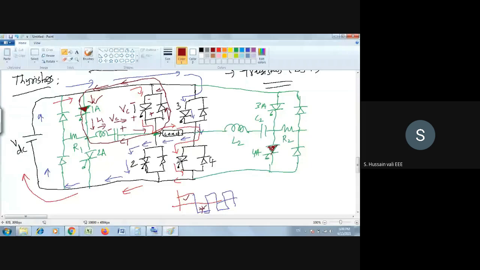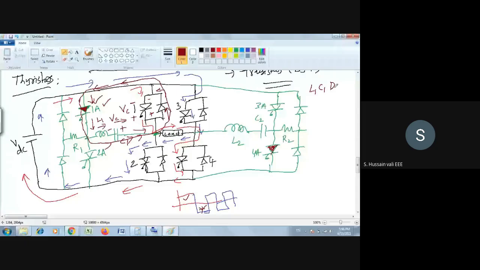Now here you may get a question: when do I turn off 1A? What should I do to turn off 1A? See here, now the current is flowing in this direction. Now it is an LC circuit. In this closed loop, what are the components you have? Please see L1, C1, then D1, then the 1A thyristor. D1 and 1A, these two are thyristors.